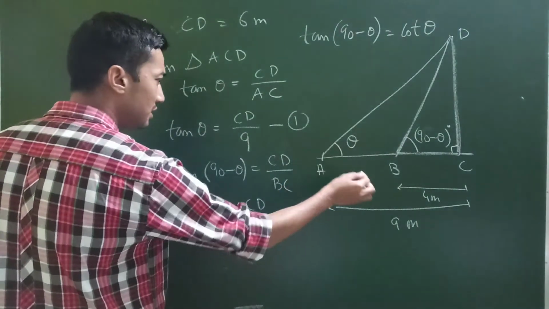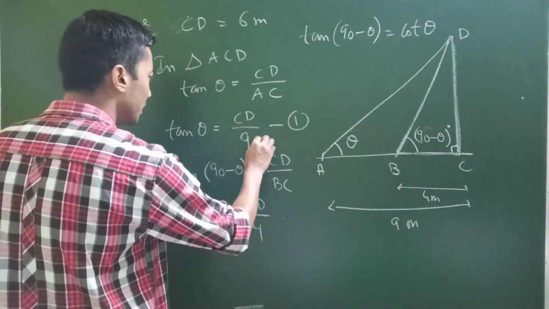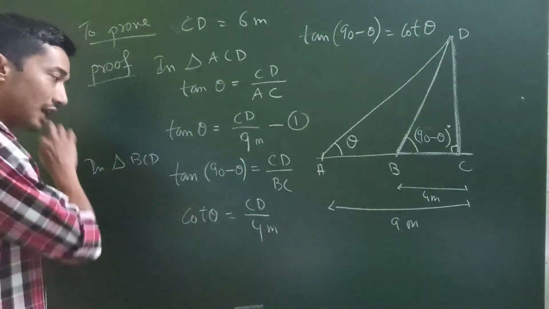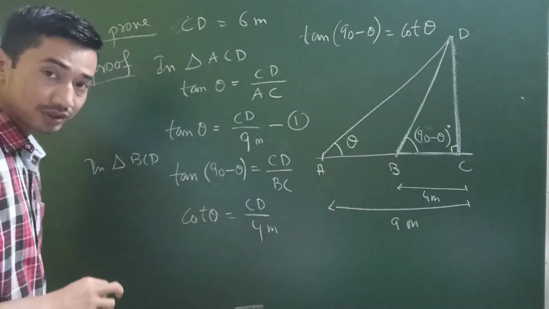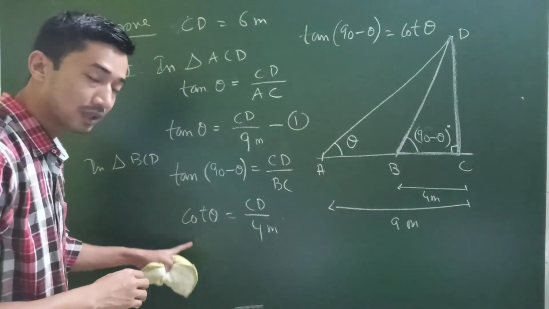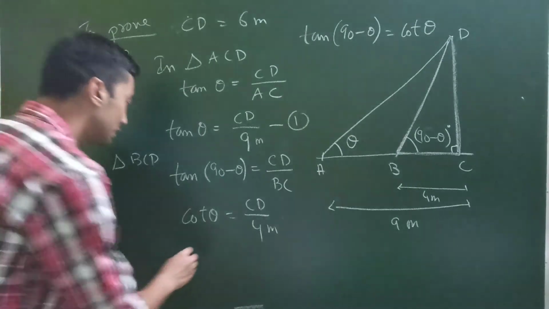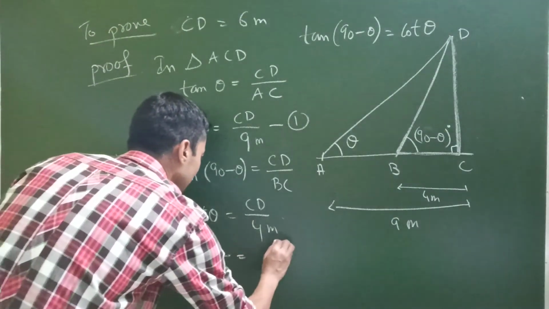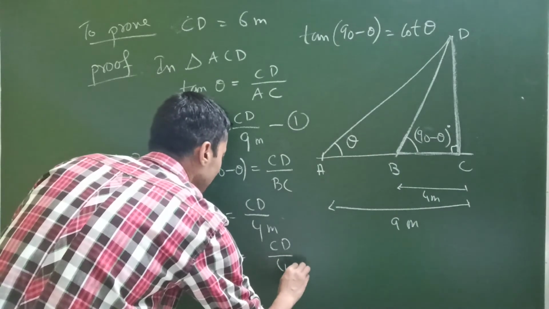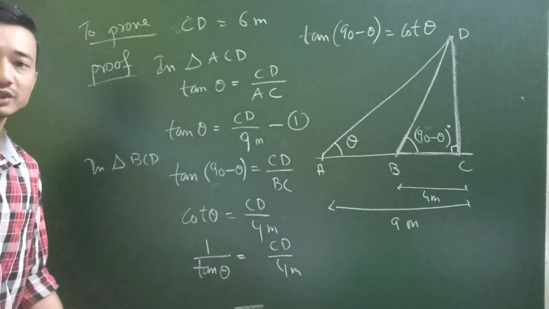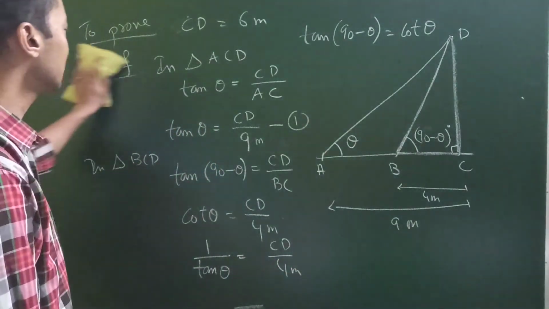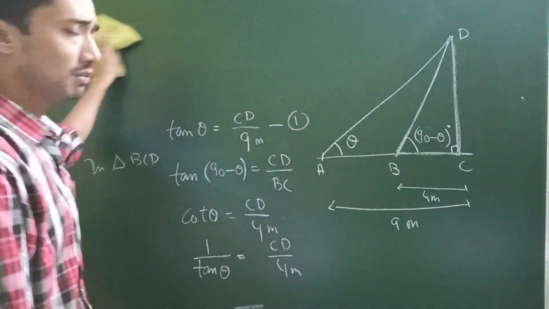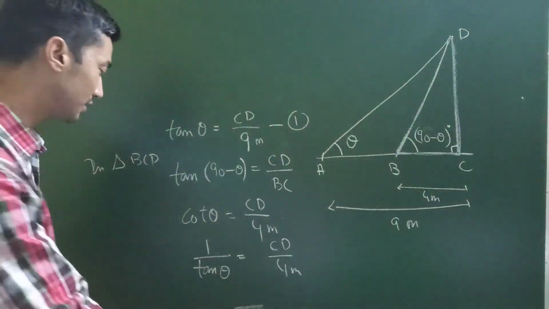is BC? BC, it is 4. If you want to write down the unit, you can write down also, no problem. Alright, now there are many ways to solve after this, but I'll just continue with this. What is cot theta? Cot theta can be written as 1 upon tan theta, that will be equal to CD by 4 meter. No problem with that, I guess, because cot theta value is 1 by tan theta. That again we studied in the previous chapters about trigonometric ratios and their relationships.